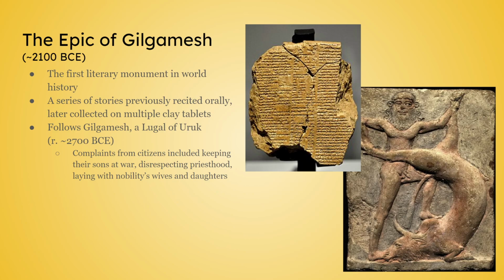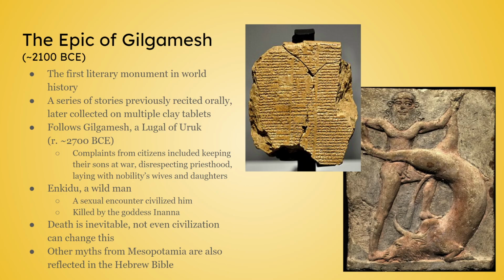Okay, so in the story, citizens loved Gilgamesh, but they had certain complaints about his rule becoming too comfortable, including keeping their sons at war, disrespecting the priesthood, and laying with the nobility's wives and daughters. And they prayed to the gods, hoping that they would answer their prayers to have their leader be a more respectable person. And Enlil is the god who responds.